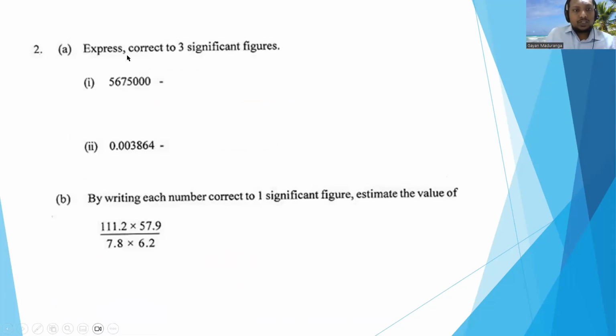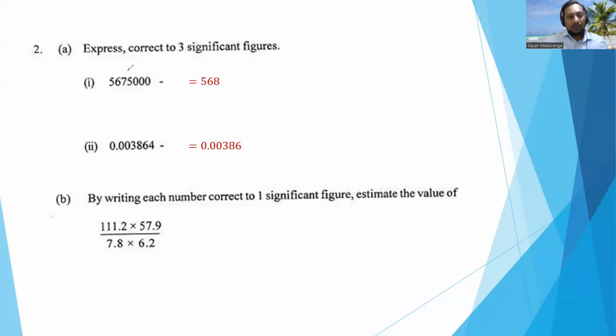So here I have a question, express correct to three significant figures. Children, just tell me what are the three significant figures here. So here, starting from the front, the figures are significant. So 5, 6, 7 is the third significant figure. And when you come to the second one, the number starting at 3, so 3, 8, 6 is the third significant figure. Let's see what are the answers.